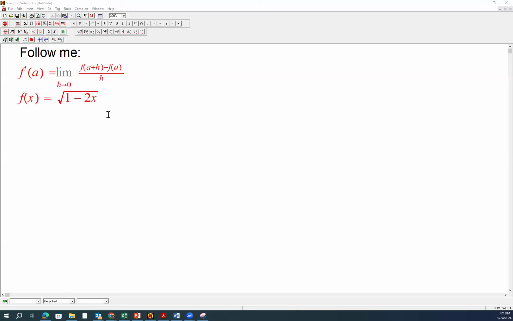Hello, everyone. Let's look at this follow me exercise to find the derivative by definition. I have selected this function, which is a root function, square root of 1 minus 2x. And let's get started. So please follow me, get a piece of paper, pencil, and do it along my side. And feel free to rewind or forward if you already know how to do certain steps.